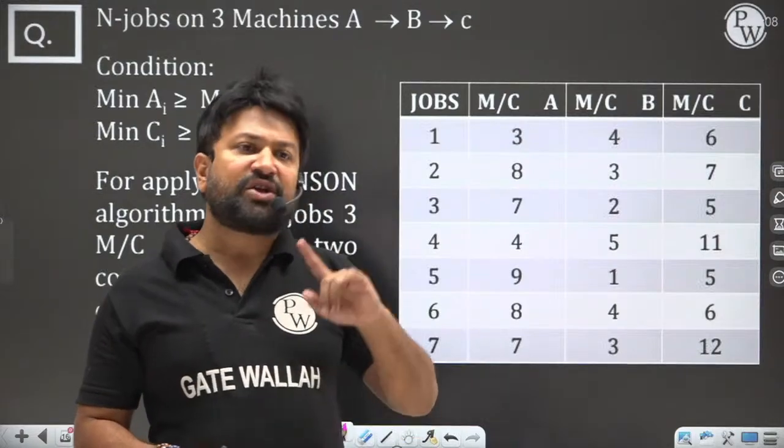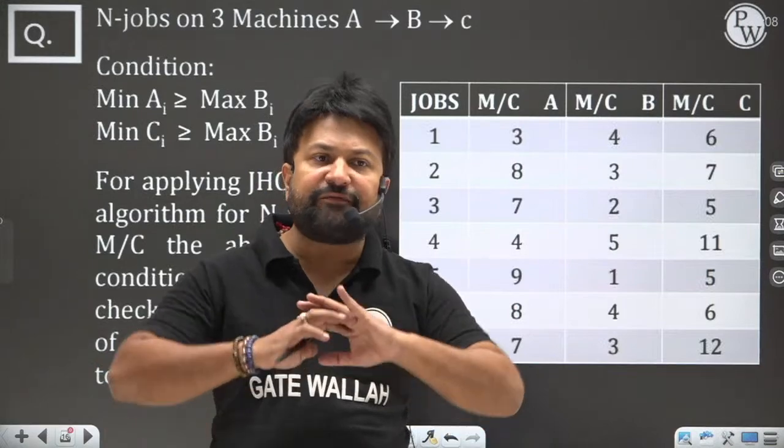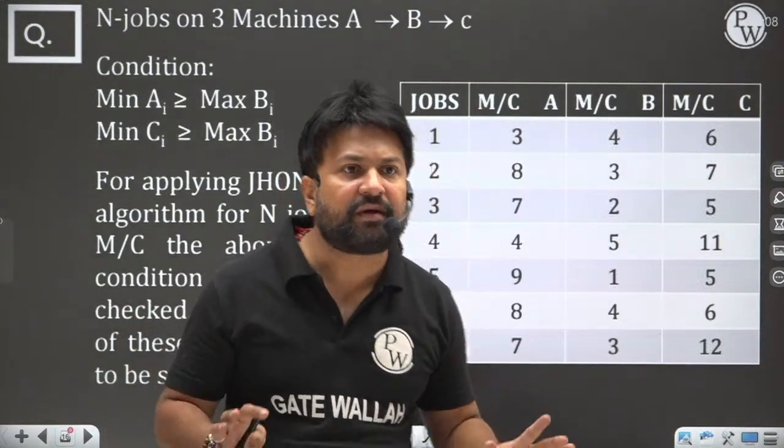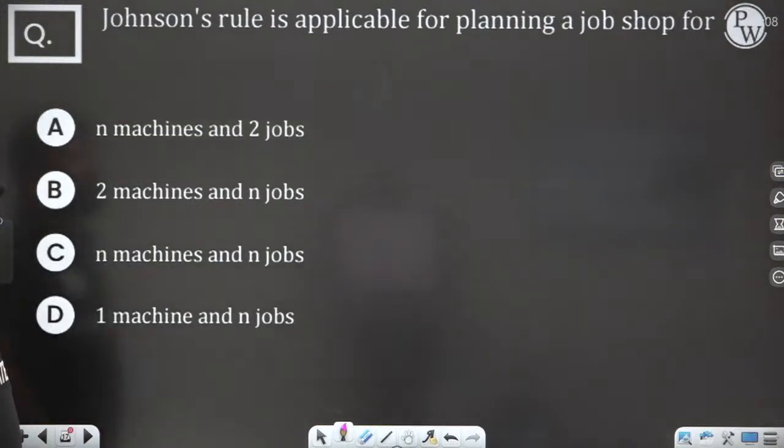Right now, instead of that, I'm giving some other problems so that we do not waste our time. Johnson's rule is applicable for planning a job shop for: n machines 2 jobs, 2 machines n jobs, n machines n jobs, 1 machine n jobs. What is the right answer? Tell me. B, 2 machines n jobs.